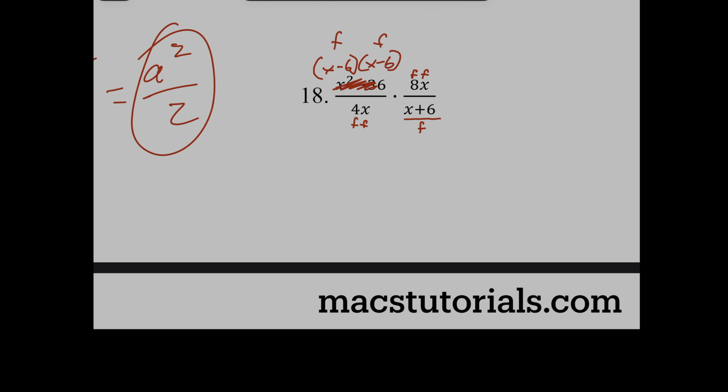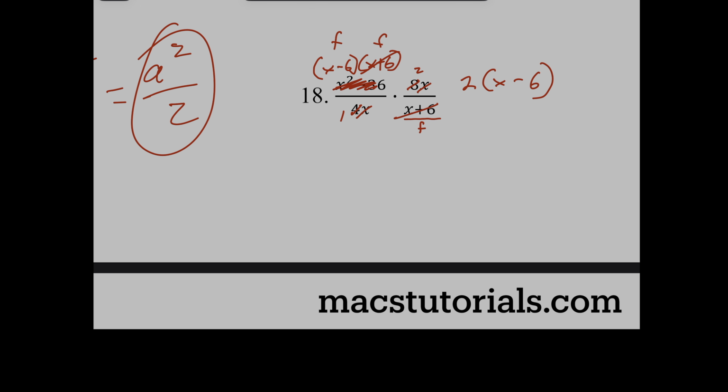So, what do I have left? X plus 6, x plus 6. Oh, sorry. The signs have to be different. Now my 4 and my 8, let me get rid of these f's. It makes it a little too confusing. That'll reduce to a 1 and a 2, and the x's, bye-bye. And I'm going to be left with 2 parentheses x minus 6.